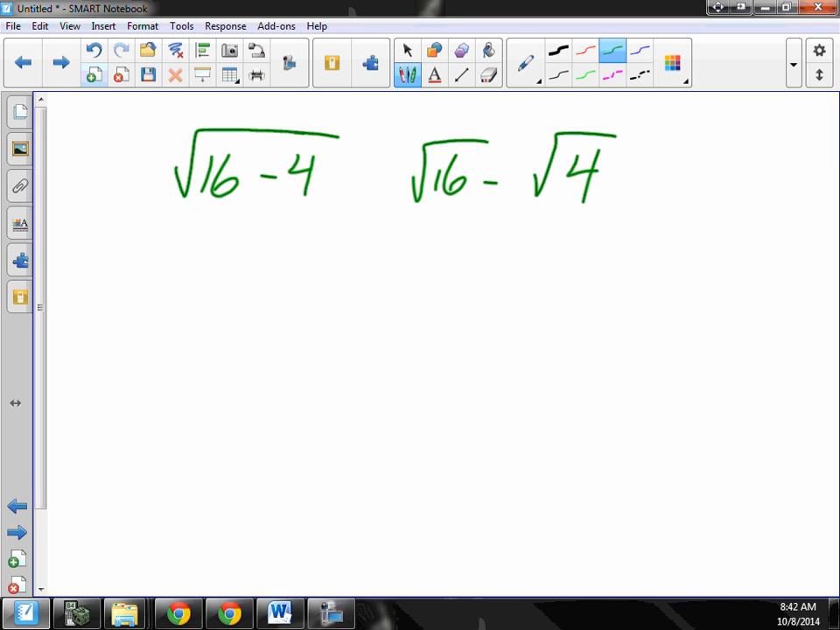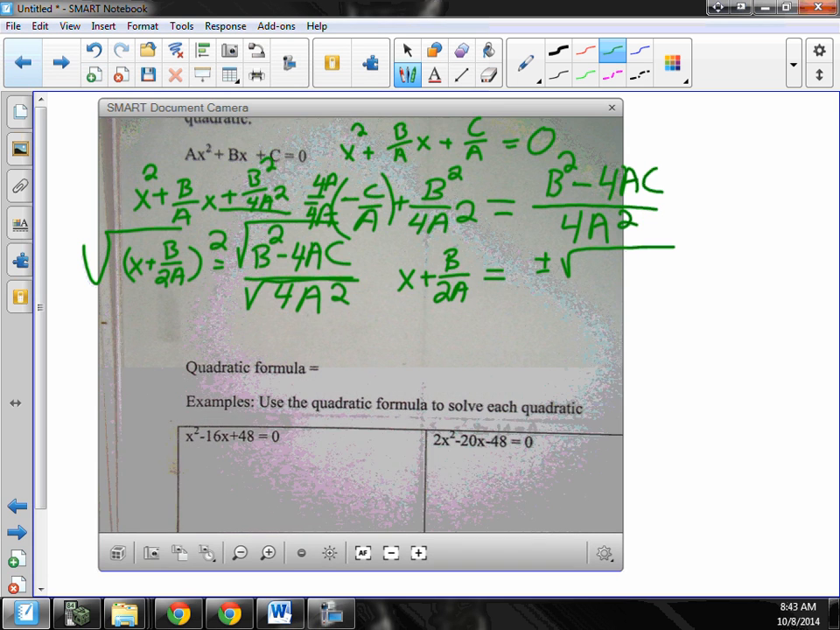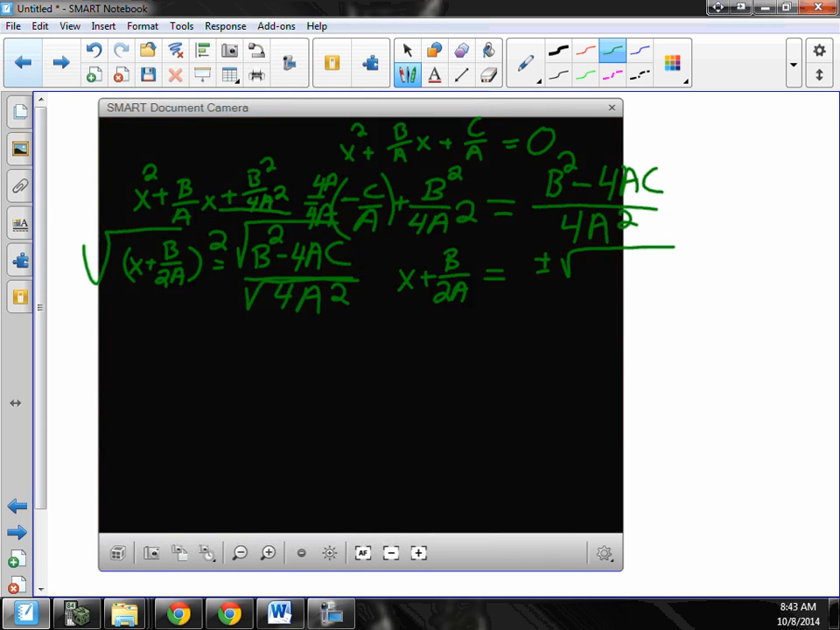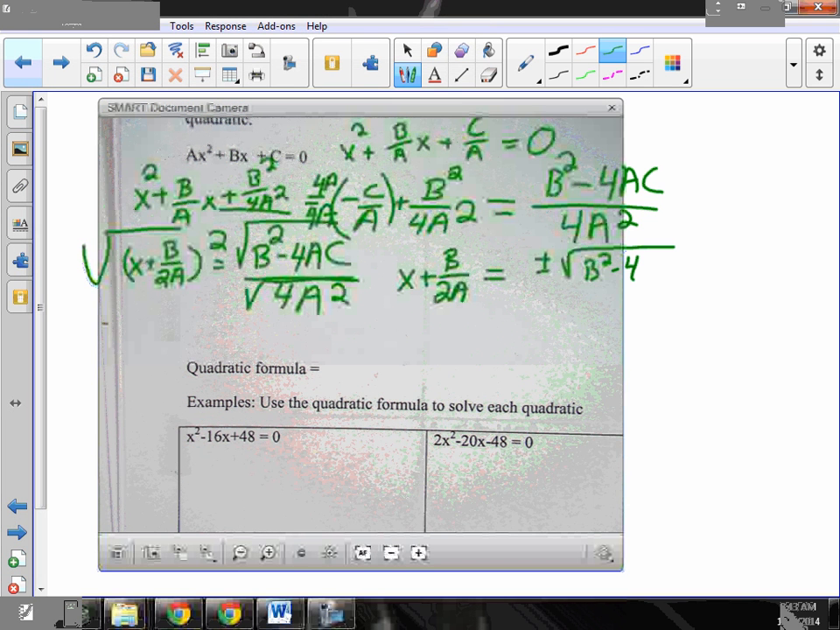Well, 16 minus 4 is 12, so this one is the square root of 12, and this one is actually 4 minus 2, which is 2. Are those the same numbers? Not even close. So if you have a polynomial with more than one term under a square root, you can't simplify it. So for b squared minus 4ac, there's nothing we can do.